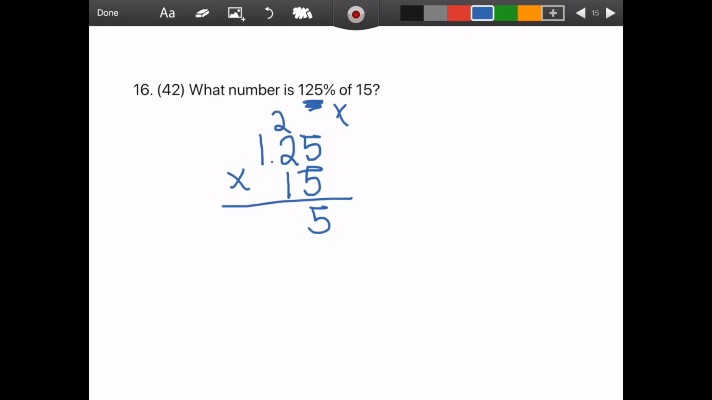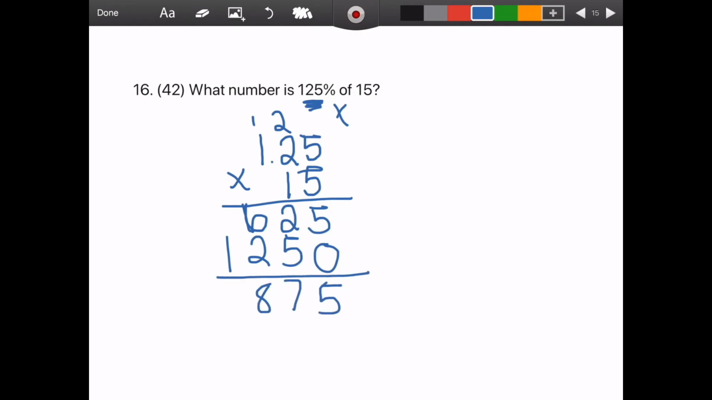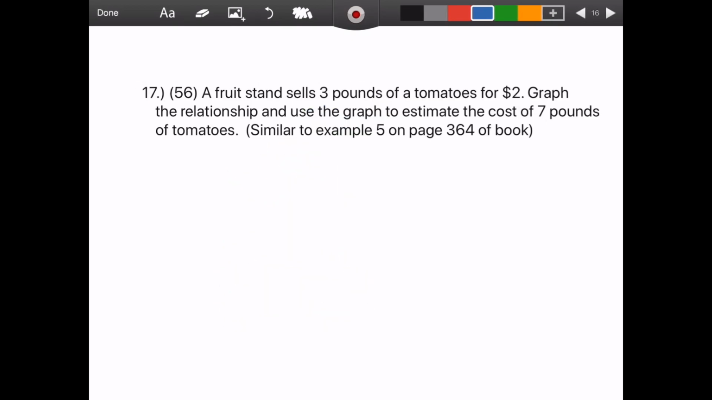So we'll just start multiplying. That's a 6. Then we have 5, 2, 1. 2 decimal places, so 18.75. Okay, number 17 says a fruit stand sells 3 pounds of tomatoes for $2.